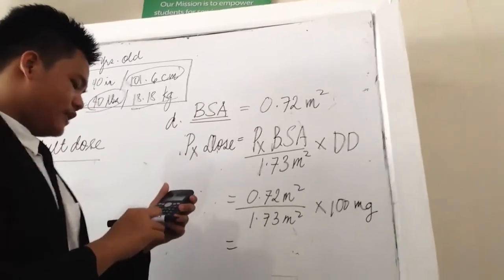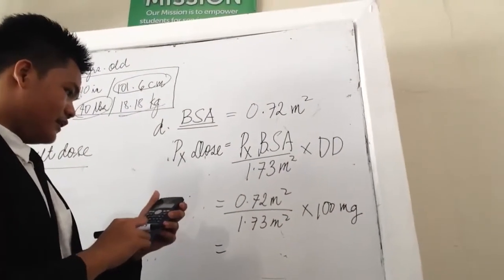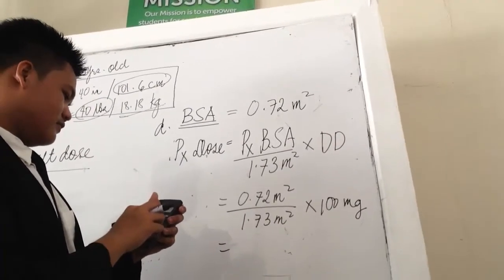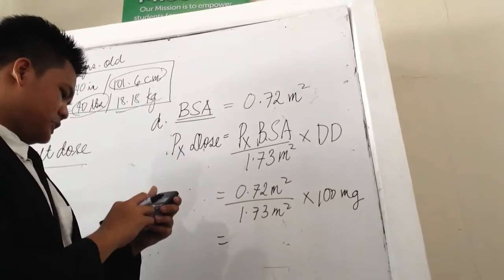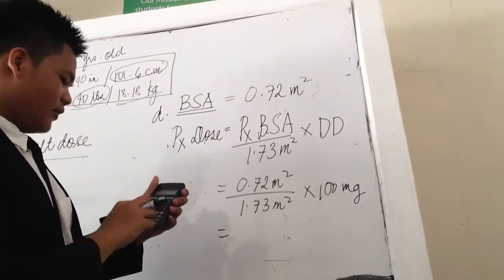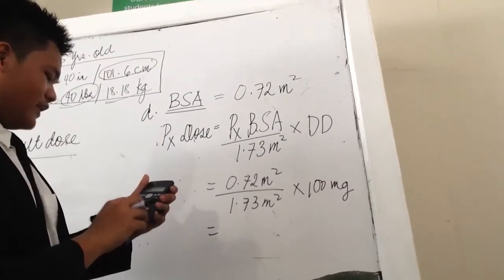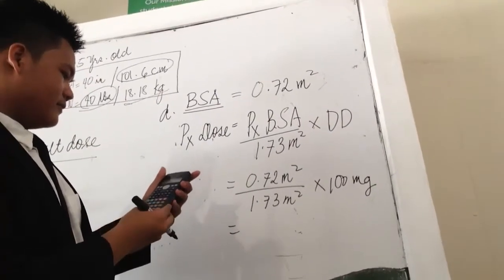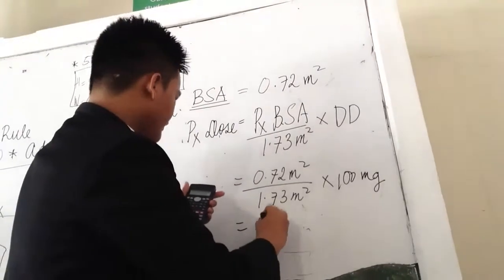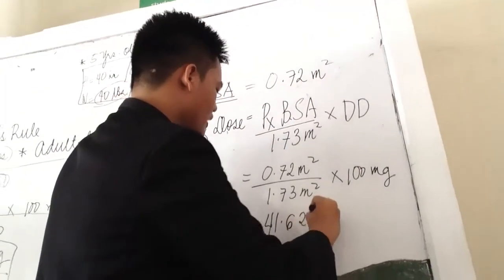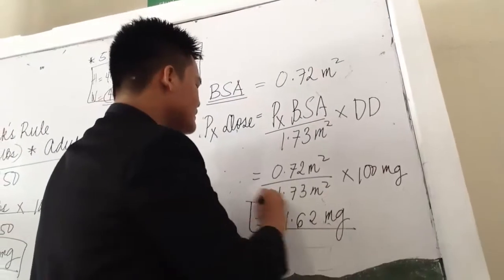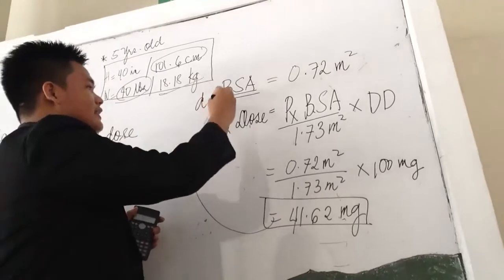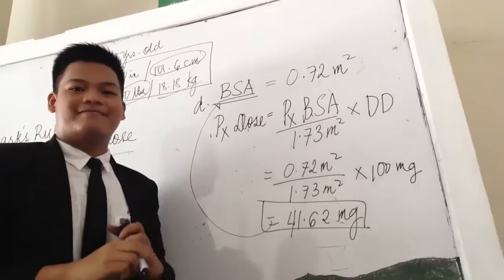So 0.72 divided by 1.73 times 100 milligrams. So we got 41.62 milligrams. So this is the patient's dose, 41.62 milligrams, using the body surface area.